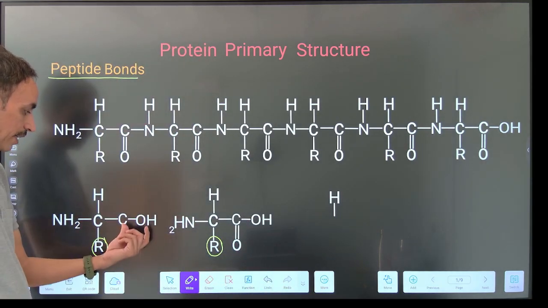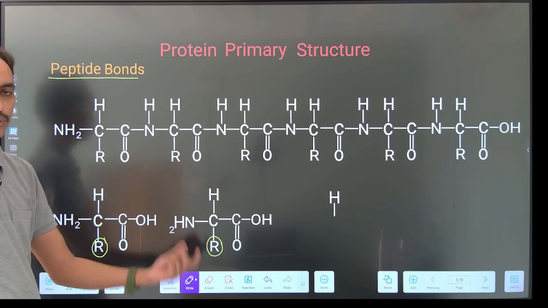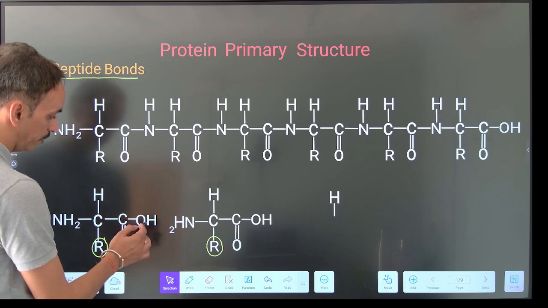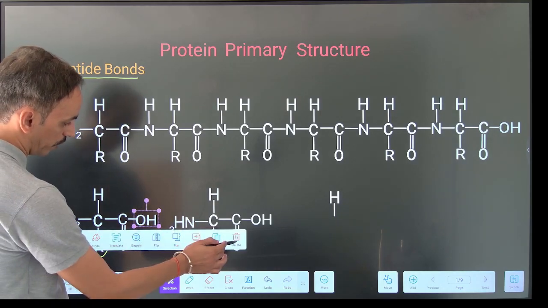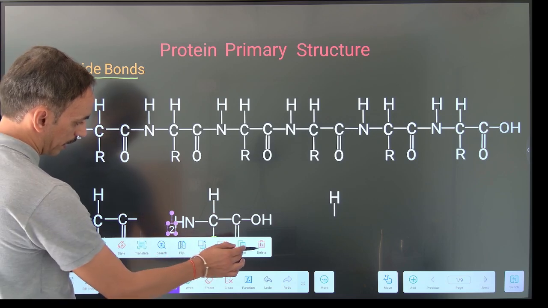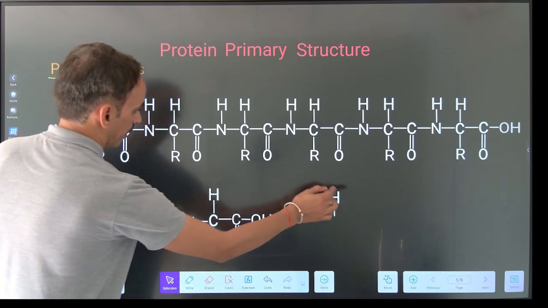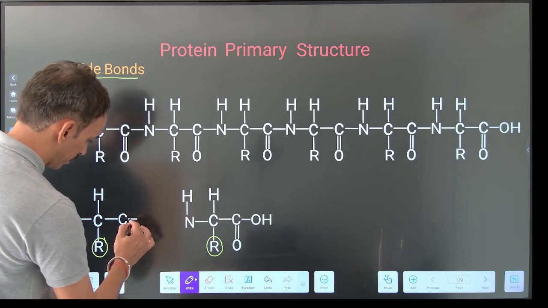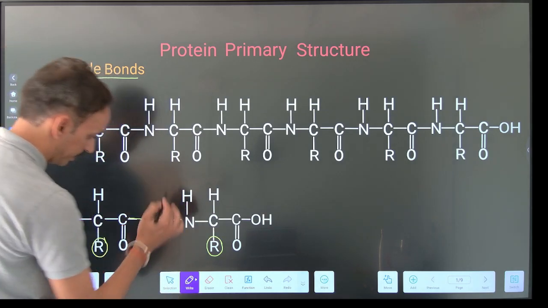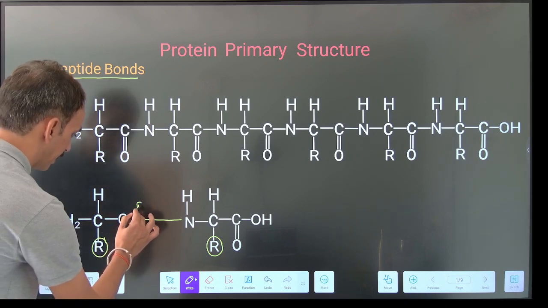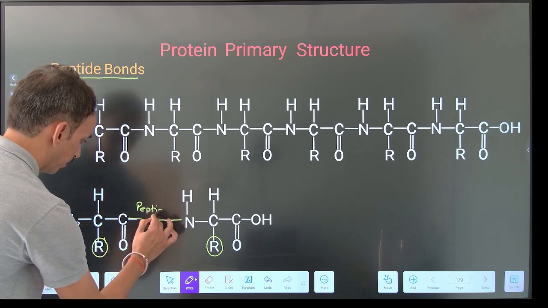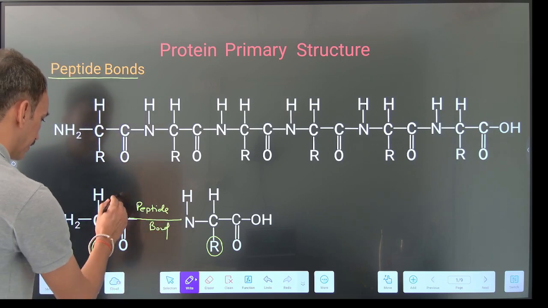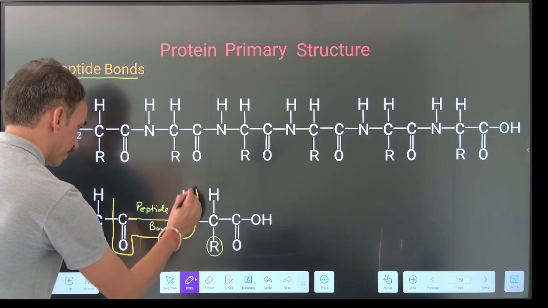So the carboxylic end of one amino acid is in front of the amino group of the other amino acid. There is a condensation reaction that leads to the removal of H2O, OH from this and one H from this. There is a formation of a covalent bond that is called the peptide bond. So we have the formation of a peptide bond over here. This is representing a peptide bond.